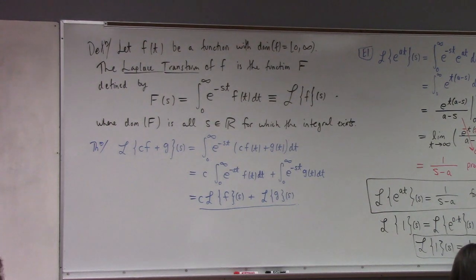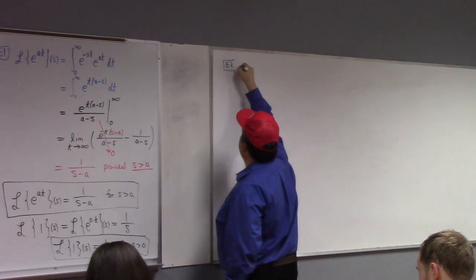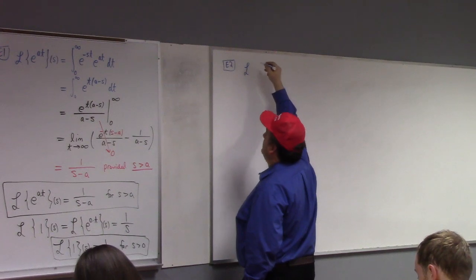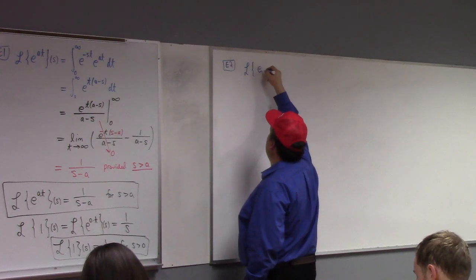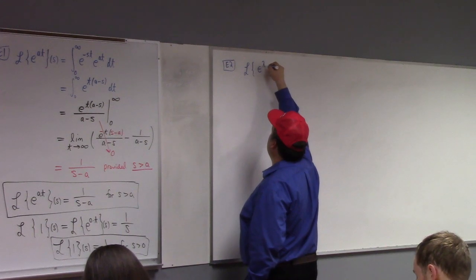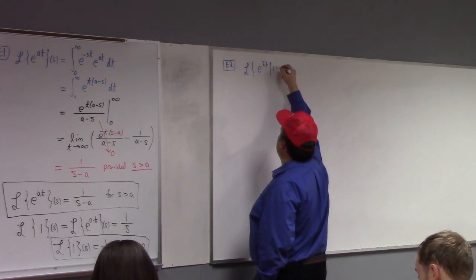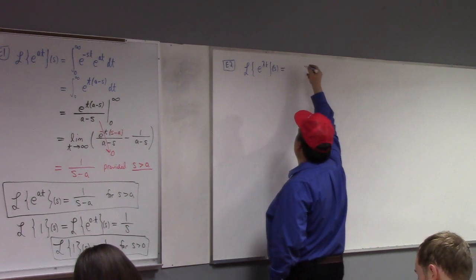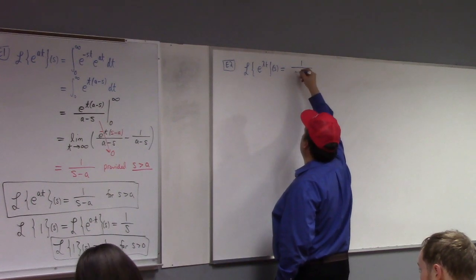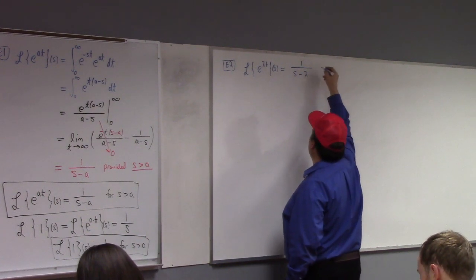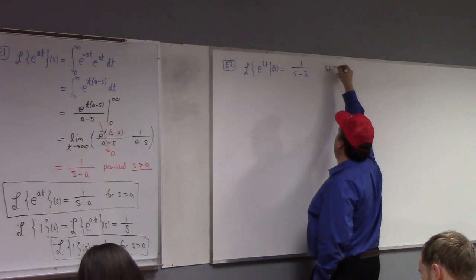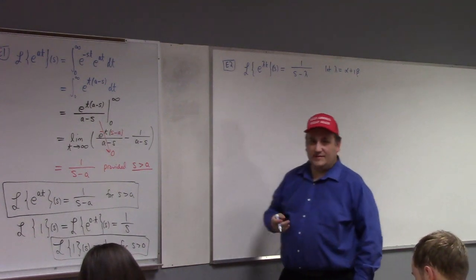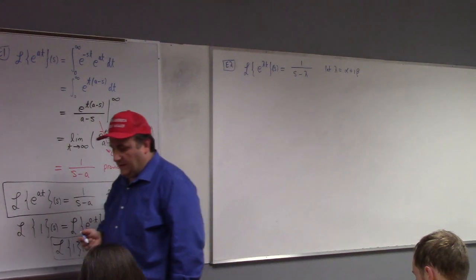Example 2. Let's look at the Laplace transform of e to the lambda t, at s. That's going to be 1 over s minus lambda, right? And I'm going to let lambda equal alpha plus i beta. I'm going to take the case where a is alpha plus i beta.